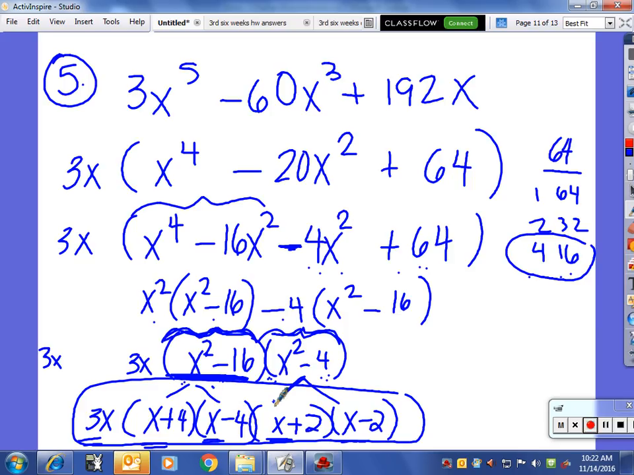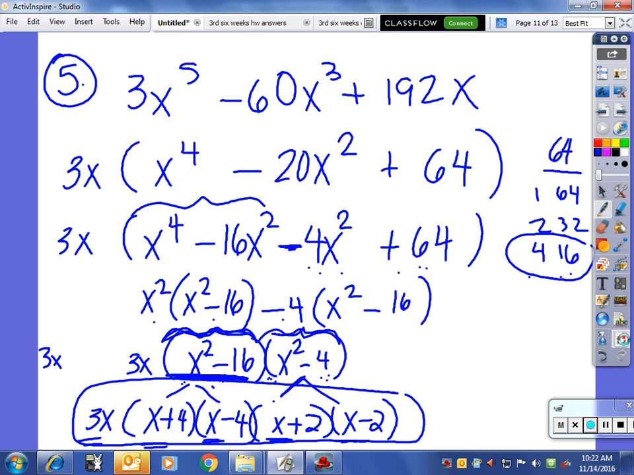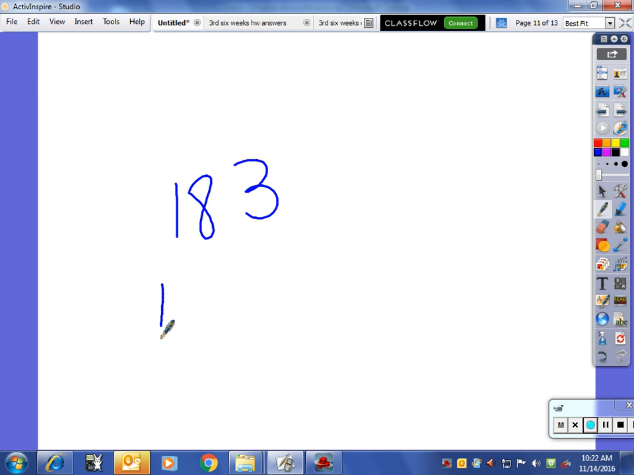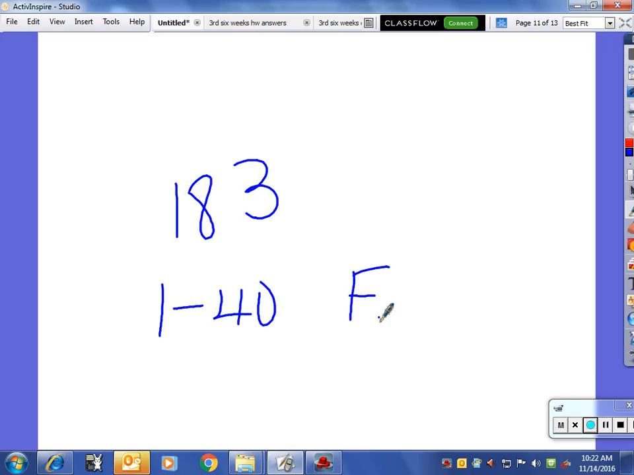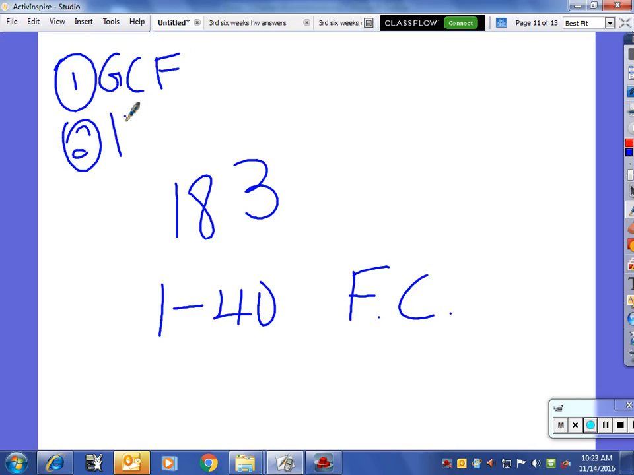So the other stuff you better know how to do, but I did want you to see one like this. Okay, here is your homework. Page 183, 1 to 40, first column. I'm sorry, 1 to 40. Just in the first column. First step, GCF, if there is one. There won't always be one. Second step, keep factoring if you can. Sometimes you can't keep going because GCF is all you can do.